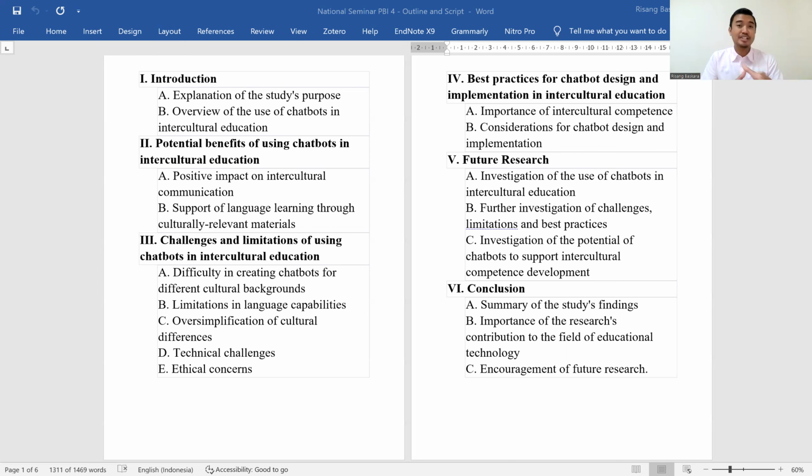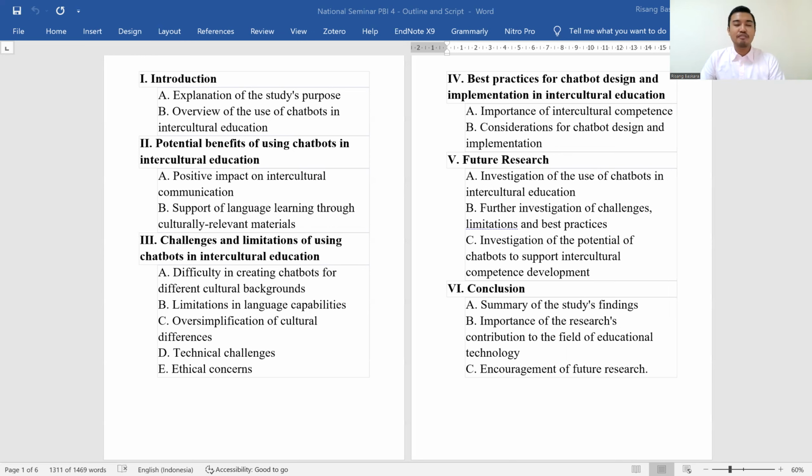Now, let's move on to the challenges and limitation of chatbots in intercultural education. Despite the potential benefits of chatbots in intercultural education, there are also a number of challenges and limitations that need to be considered. These include difficulty in creating chatbots that can effectively communicate and interact with people from different cultural backgrounds, limitation in language capabilities, oversimplification of cultural differences, technical challenges, and the last one is ethical concern.